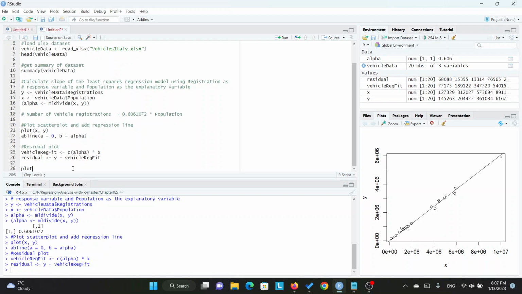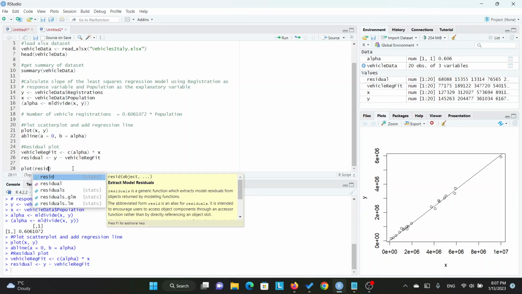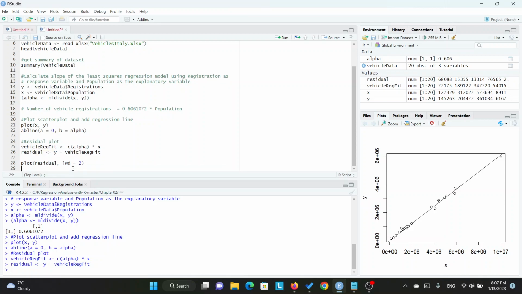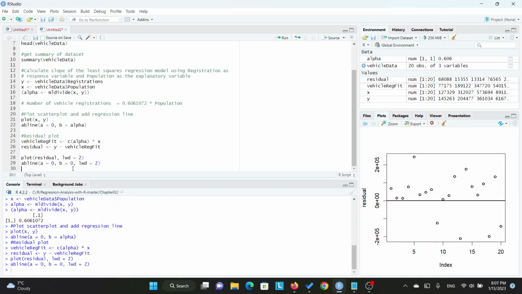Now we're going to plot the residual values. So we're going to do residual, and let's do LWD equals 2. And we'll add an AB line in the middle, and I'll explain why. A equals 0 and B is also going to be 0, and we will do LWD equals 2. Let's run those two lines.